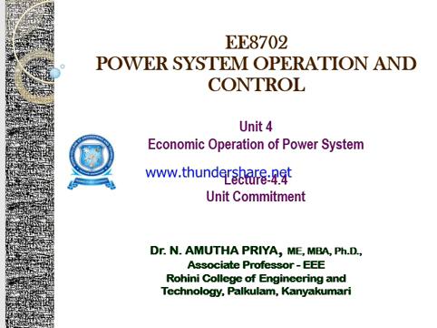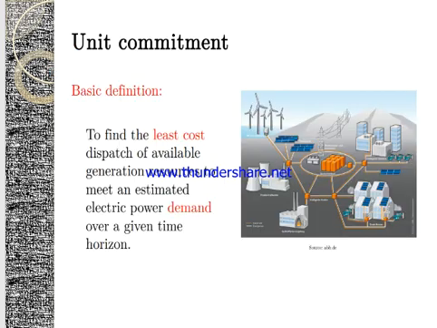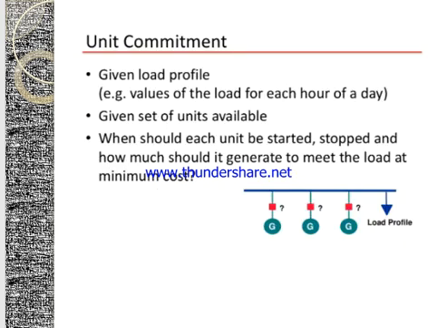We are discussing the course Power System Operation and Control, and in this lecture we will discuss the unit commitment problem. So what is unit commitment? In order to find the least cost dispatch of available generation resources to meet an estimated electric power demand over a given time horizon is known as unit commitment. So with a given load profile and a given set of units available, when should each unit be started, stopped, and how much should it generate to meet the load at a minimum cost.